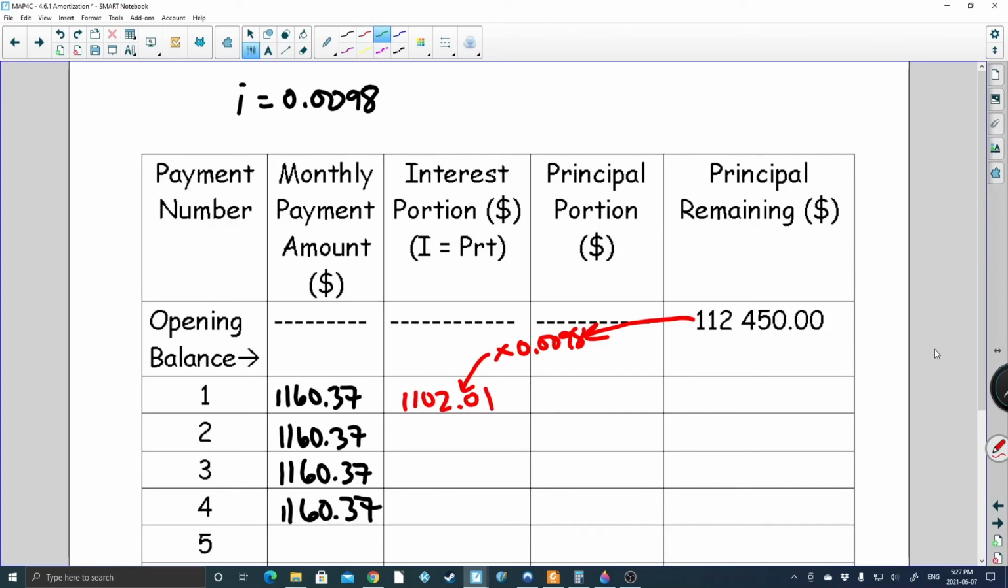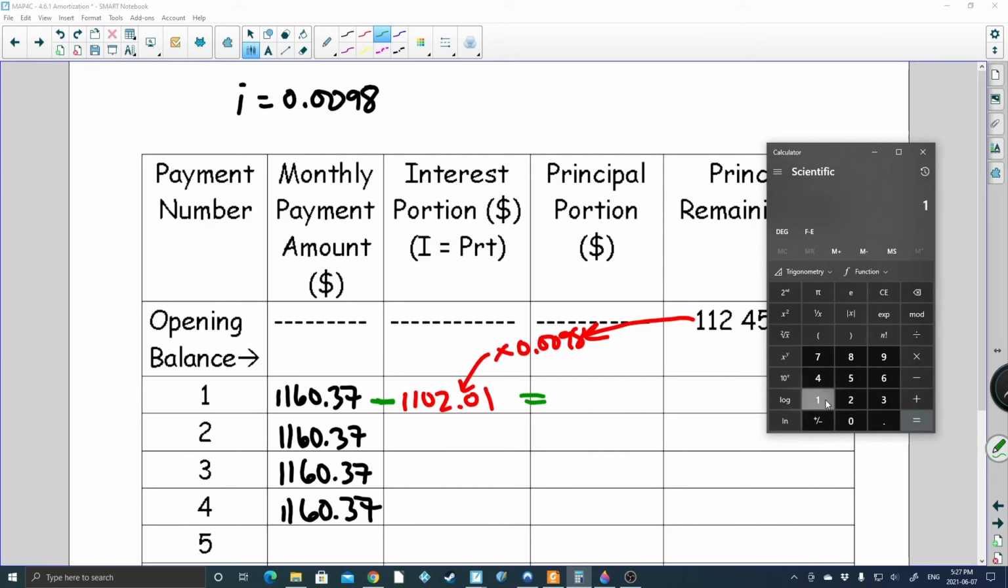Now we're going to subtract these two numbers here. Let me use a different color for that, sorry. We're going to subtract these two numbers here to give us this new number for our principal portion. So I'm paying $1,160.37. I'm subtracting the amount that the bank gets, which is $1,102.01, which gives $58.36.